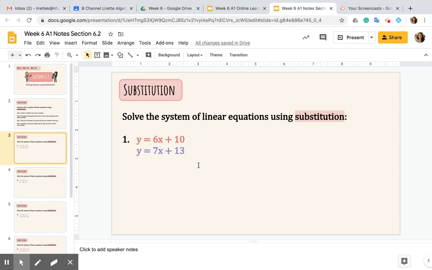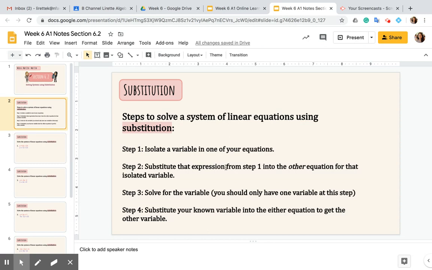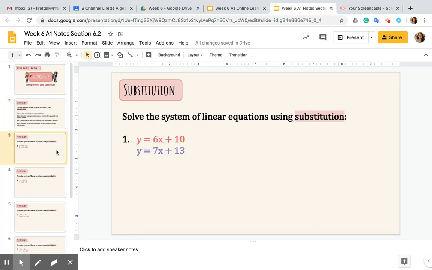So we have y equals 6x plus 10 and y equals 7x plus 13. Step one told us to isolate a variable in one of the equations. Well, as you can see, I don't need to do that. I have a variable isolated here, and I have a variable isolated here. So I'm good to go with step one. Like I said, you might not need to do that step. Step two, though, said to substitute that expression from step one into the other equation for that isolated variable.